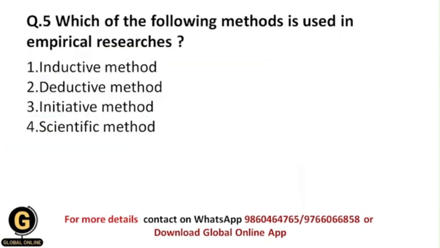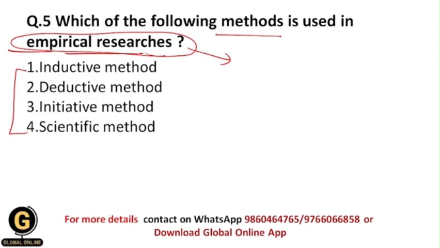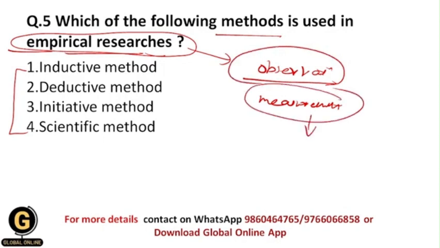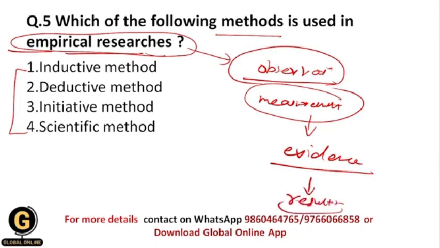Okay, next is, which of the following methods is used in empirical researches? So within empirical researches, which of these methods is used? Basically, empirical research means the research approach in which we are going to have a proper observation as well as a proper measurement of the collected data, and based upon the proper observation and measurement we will have strong evidence, and based on this evidence we will have the results. So this is nothing but empirical research.